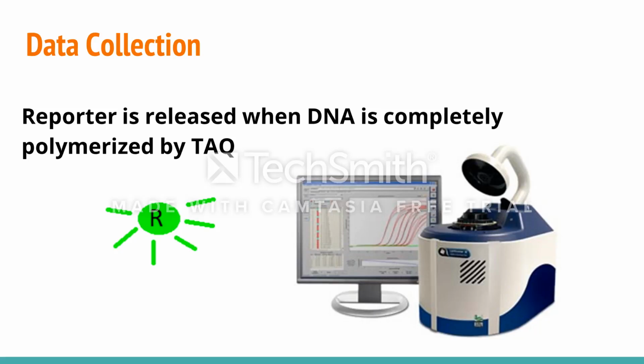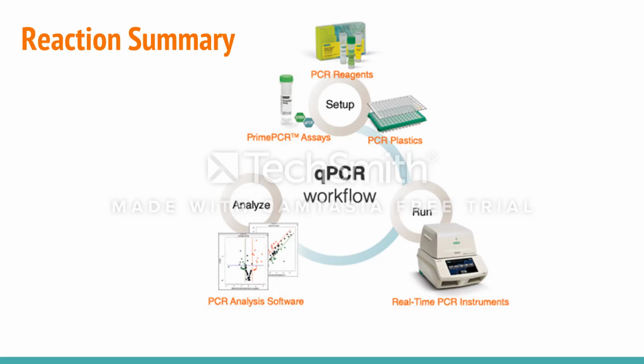When the reporter molecule fluoresces, it is recorded by the optical module, which measures the intensity of the fluorescence and converts it to a graph. In real-time PCR, the accumulation of amplification product is measured as the reaction progresses in real time, with product quantification after each cycle. The qPCR workflow on the slide delineates the steps in real-time PCR.